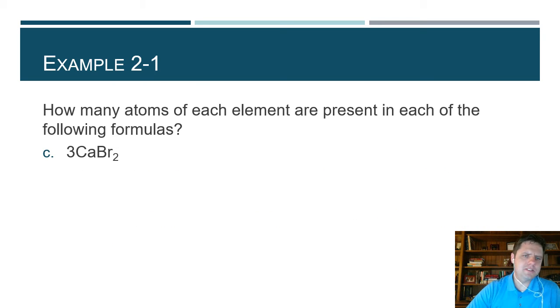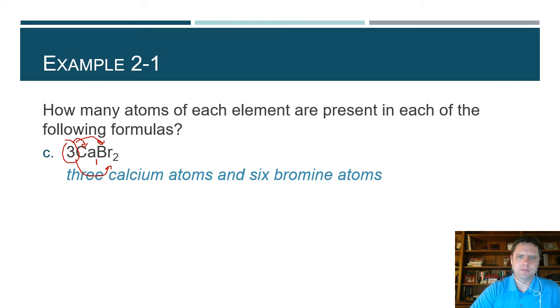What about this? 3CaBr2. So notice here we have a 3 on the outside, a coefficient. I told you before, that gets distributed into everything, right? We would normally just have a 1 here, but now we have a 3 outside. So it's 3 times 1. So how many calcium do we have? That's right, 3. And then how many bromines do we have? If we have 2 here normally, but we have a 3 outside, remember we have to multiply that by that subscript. So 3 times 2 is 6. Very good. So 3 calcium, 6 bromine.